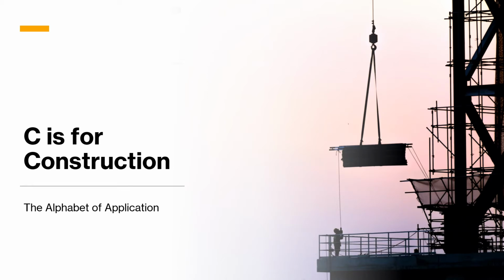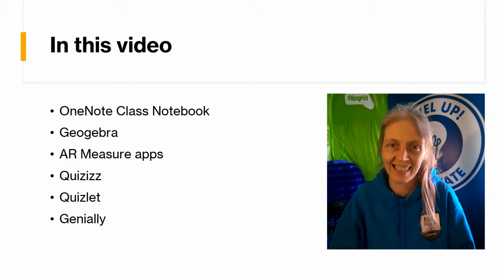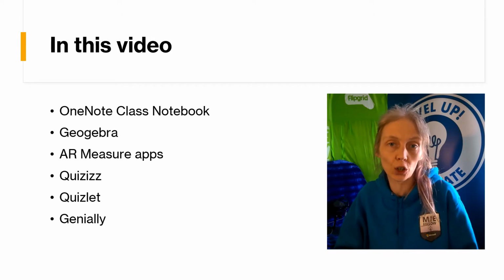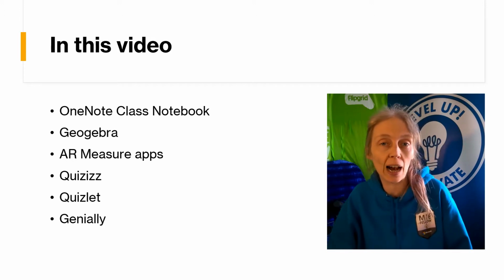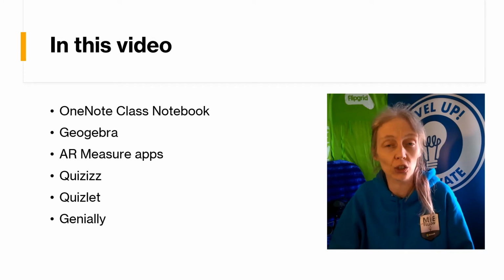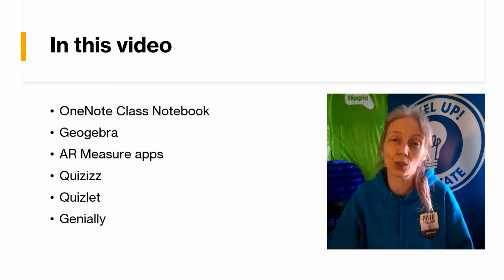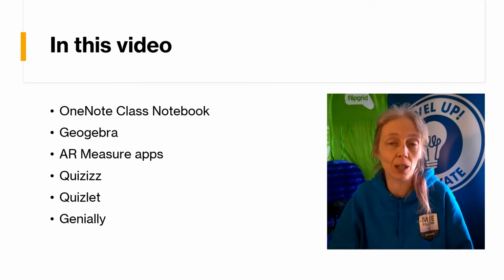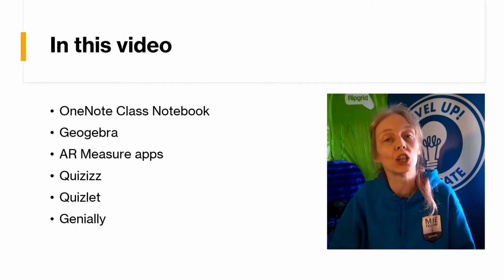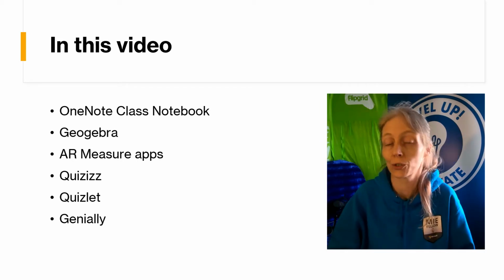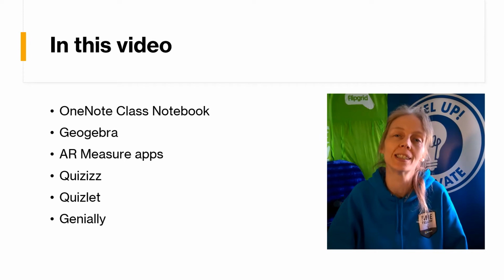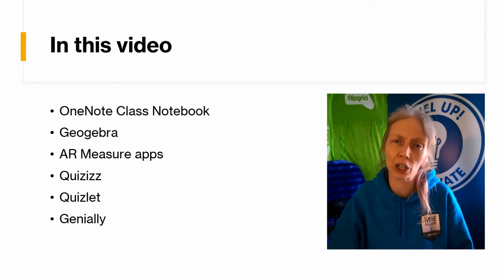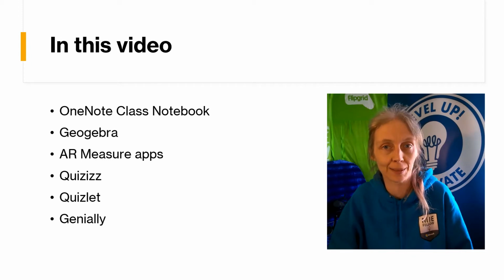C is for construction, the alphabet of application. So in this video we're going to be taking a look at these tools. So we'll look at how you can use OneNote class notebook in construction, how you can use tools like Geogebra and measure apps on mobile devices, how you can use quizzes or Quizlet or tools like that to engage your learners, and finally we'll have a quick look at Genially and how you can use this to create interactive lessons.